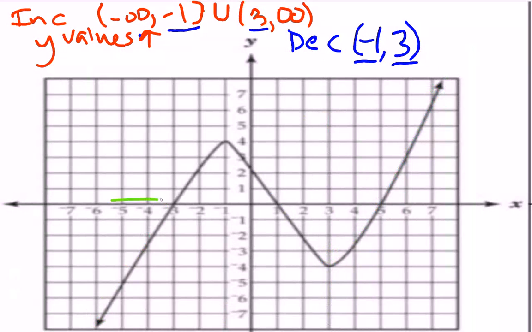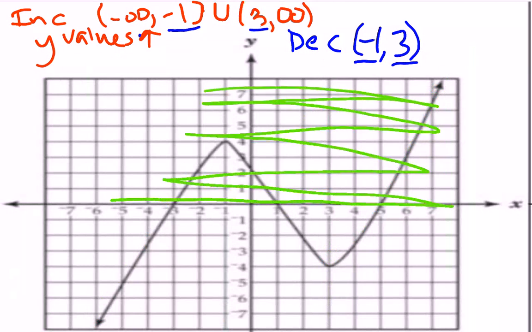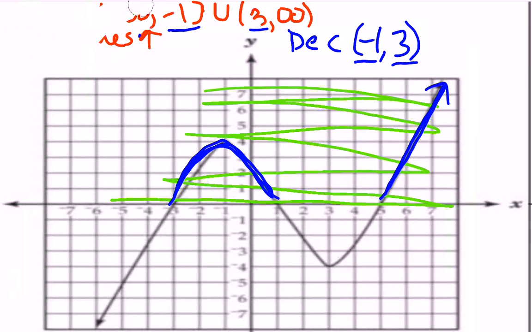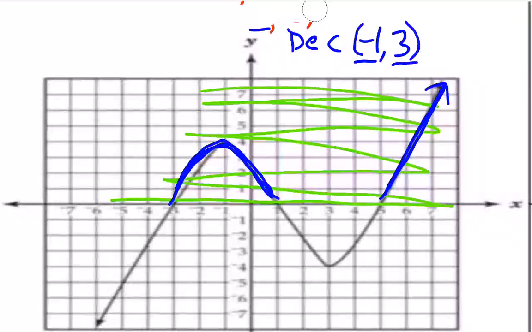The positive means where is my function above the x-axis? Where is it above the x-axis? And if I look, there are two places where that's happening. This piece is above the x-axis, and this piece right here is also above the x-axis. So if we want to say where it's positive and negative, in my notes I did a bunch of different colors, but we're just going to go with these colors for now.